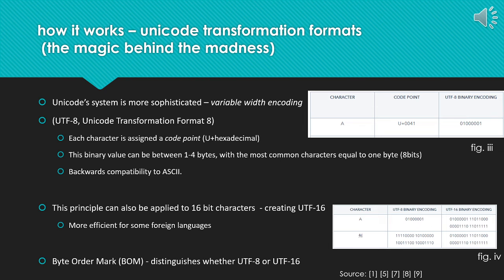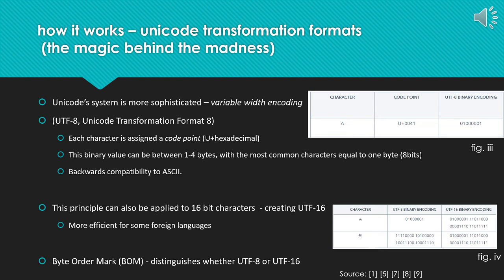If it were a purely 16-bit system, for example, all characters would be 16 bits minimum, thus taking up a greater amount of storage to display even the most simple and common characters. Unicode achieves this by using what it calls transformation formats. The first of these to be developed was UTF-8, or Unicode Transformation Format 8.